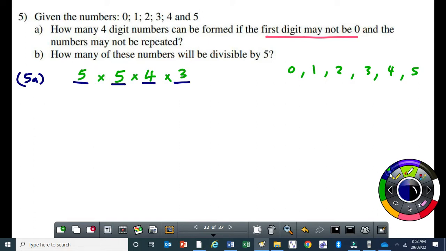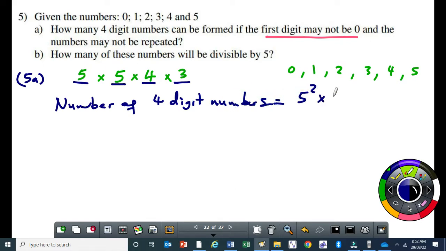So the number of 4-digit numbers will be equal to 5 squared times 4 times 3. What answer do you get? You get 300. That's it.